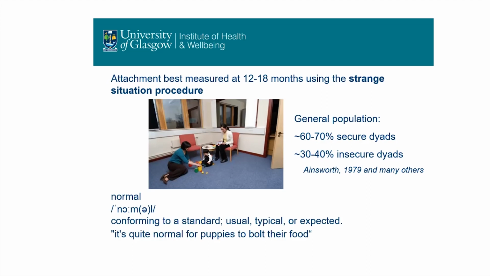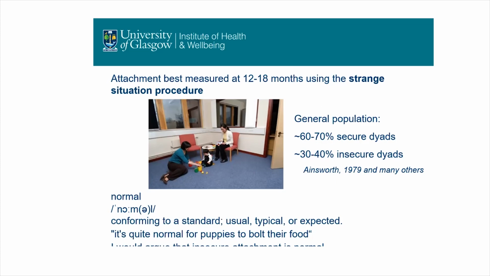So I just wanted to reflect briefly on what that means if 30 to 40% of dyads are insecure. So I thought I'll look up the definition of normal. This is the Oxford English Dictionary definition of normal: conforming to a standard, usual, typical, or expected. For example, it's quite normal for puppies to bolt their food, but not all puppies bolt their food. So using that definition, I would argue that insecure attachment is within the bounds of normal.